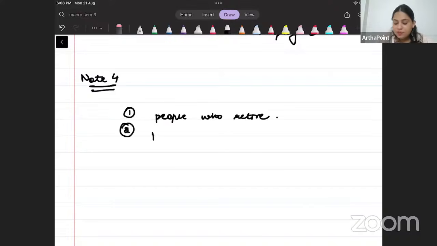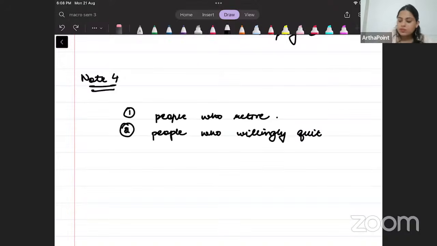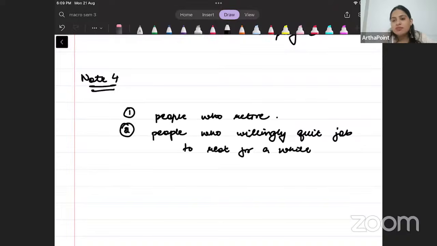Or people who willingly quit job to rest for a while. Or maybe again, I gave you an example. Maybe, I am a new mother. I want to leave for some time and I want to take care of my family. So other reasons, like taking care of family.